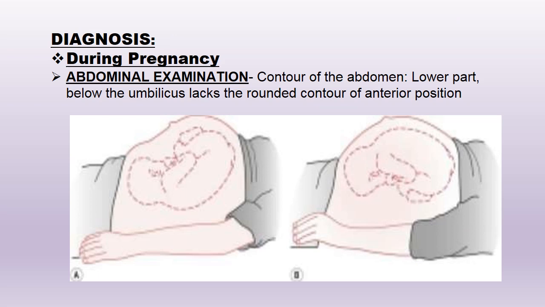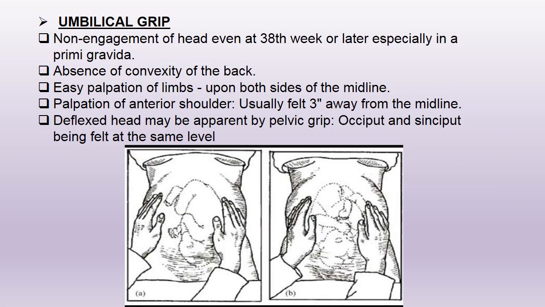Diagnosis: during pregnancy, by abdominal examination, contour of the abdomen, we find that the lower part below the umbilicus lacks the rounded contour of anterior position. Umbilical grip: non-engagement of the head even at 38 weeks or later, especially in the primigravida. Absence of convexity of the back. Easy palpation of limbs on both sides of the midline.